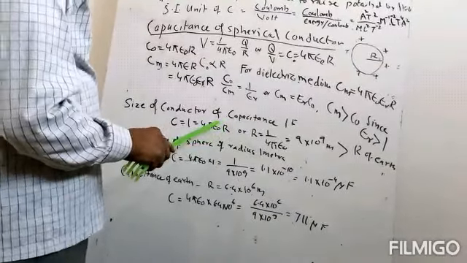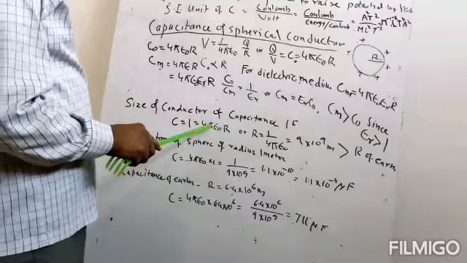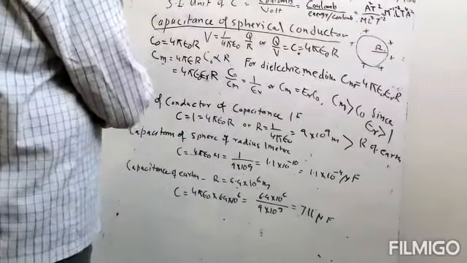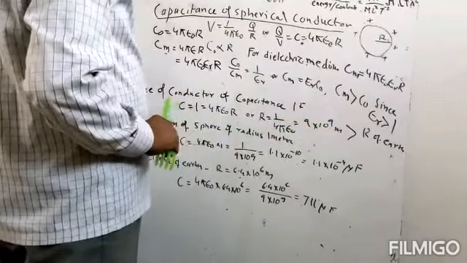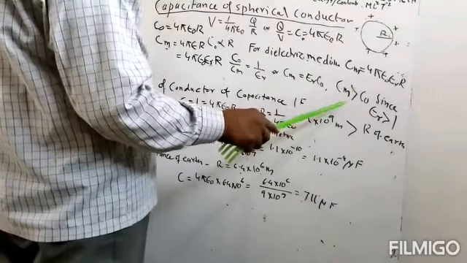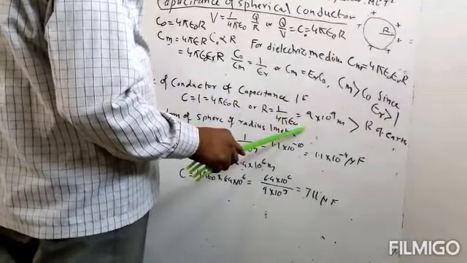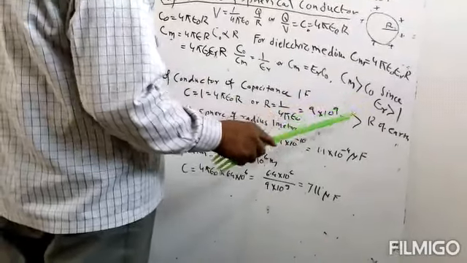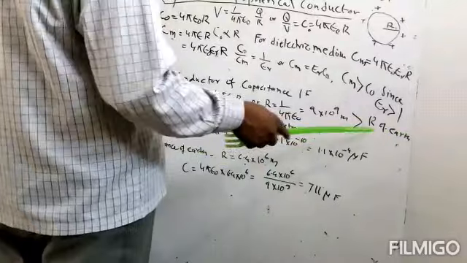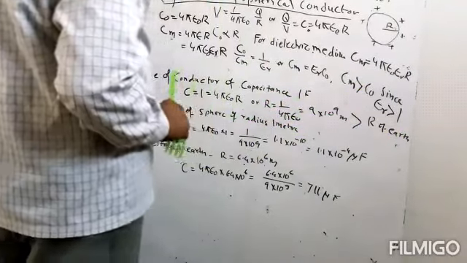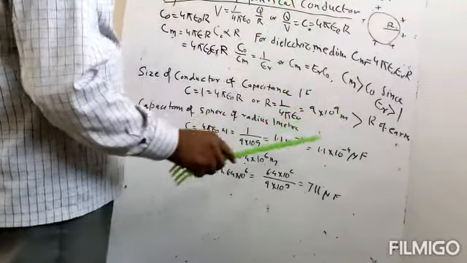So R will be equal to 1 by 4 pi epsilon 0, and 1 by 4 pi epsilon 0 is 9 into 10 raised to power 9. So if the capacitance is 1 farad, its radius will be equal to 9 into 10 raised to power 9 meter, which is more than the radius of the earth. So the conductor whose capacitance is 1 farad, its size will be more than the size of the earth.